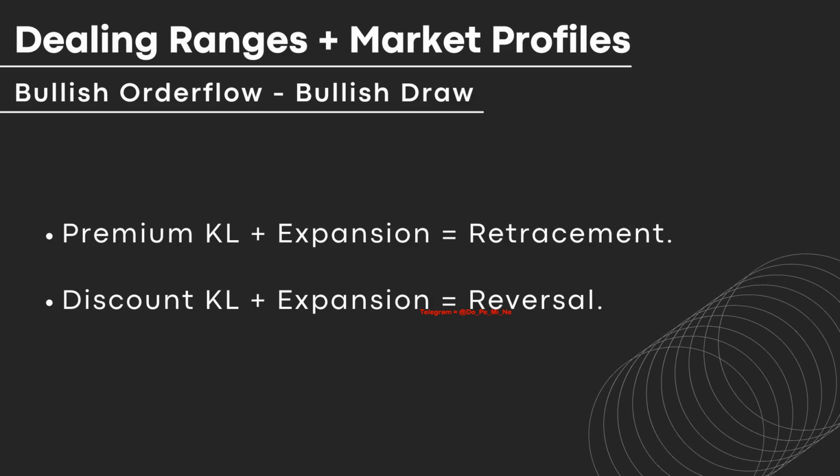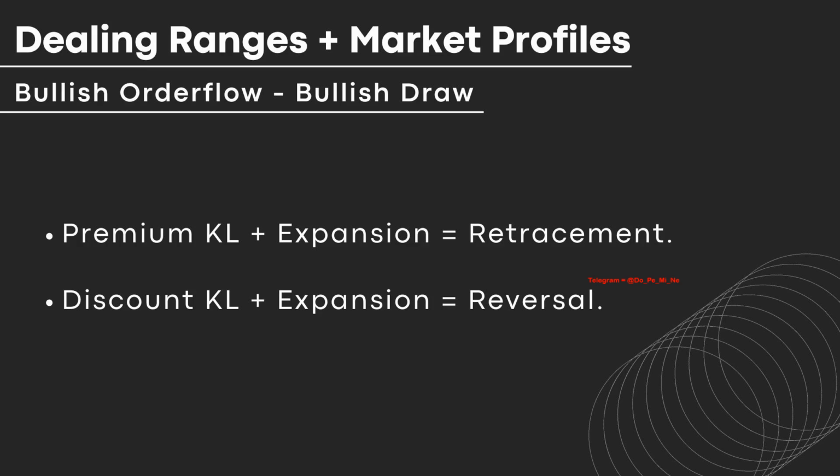So the first one we've got here is when the market condition is bullish and price forms a bullish dealing range, and then price on the higher time frame retraces back to a premium key level with a lower time frame expansion, right? In such a scenario, the possible outcome for price would be a retracement profile on the lower time frame, not on the higher time frame, but a retracement profile on the lower time frame. That's what you will expect in this scenario.